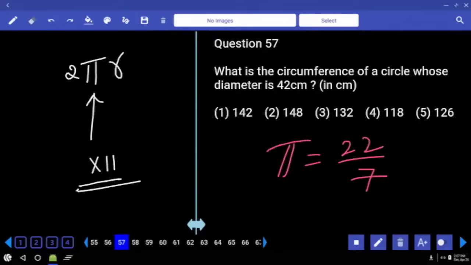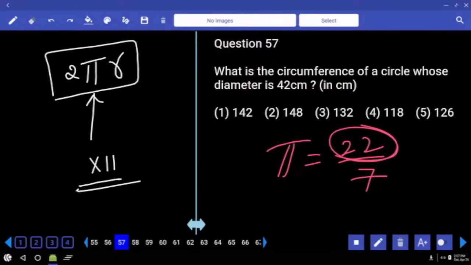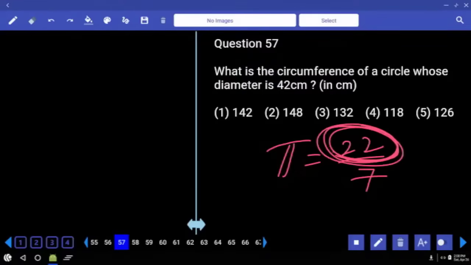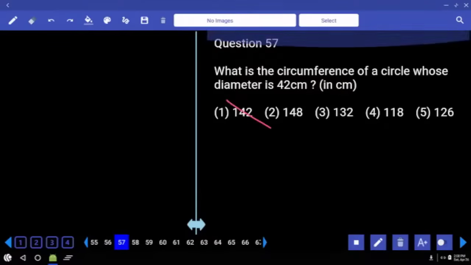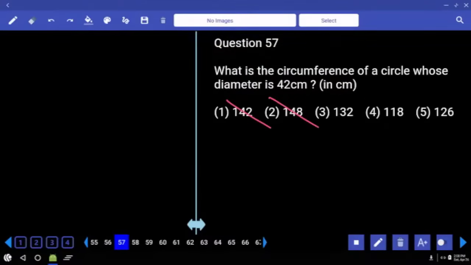22 by 7. What is there in the numerator? So in your formula, do you have any denominator? Come on, is anything coming in the denominator other than the pi value? No, right. So can you eliminate a multiple of 11 from 22? So whenever pi is involved in any formula, the answer must be a multiple of 11. Is your first option a multiple of 11? Second, third, fourth, fifth, done.